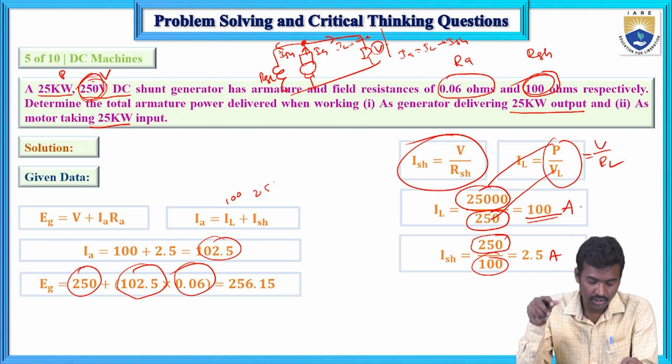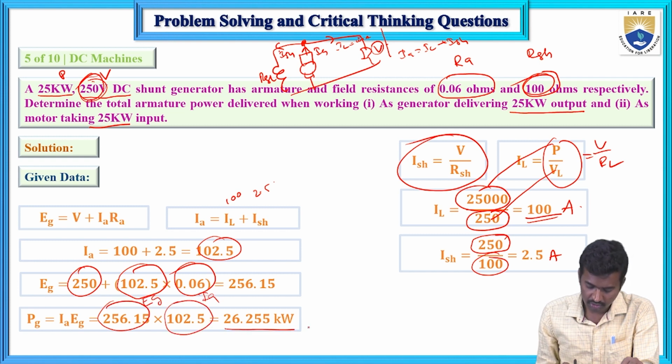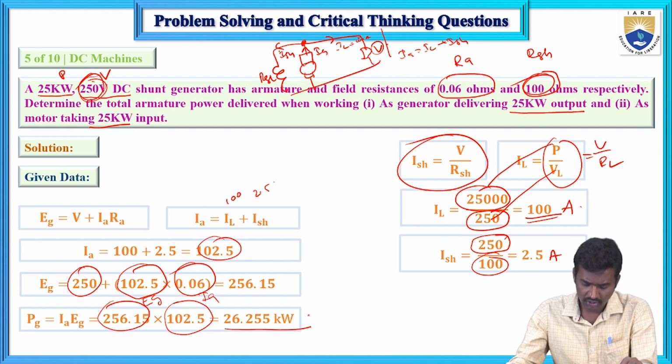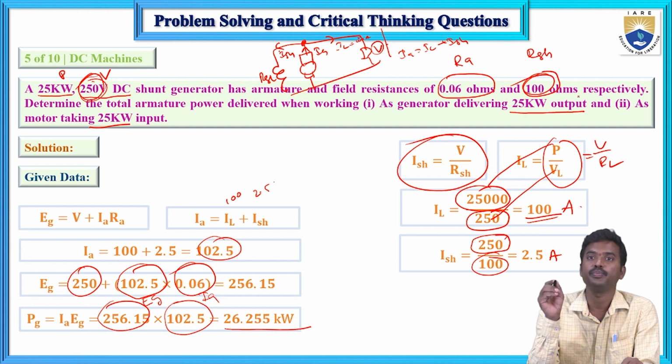Now this is only the induced EMF. Power developed by the armature is EG into IA, that means PG. This is the induced EMF EG, and this one is IA. The calculated value is 26.255 kilowatts. Now this is as a generator delivering 25 kilowatt output.